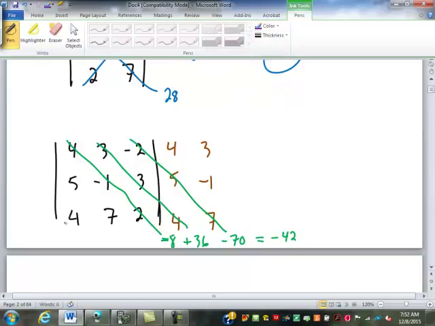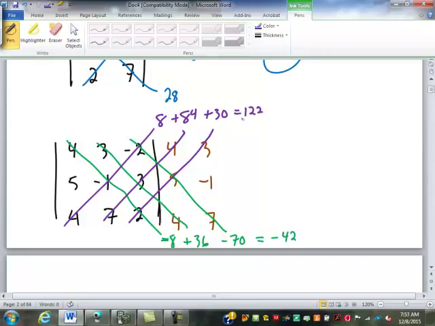So now going up. 4 times negative 1 times negative 2 is a positive 8. 7 times 3 times 4 is an 84. 2 times 5 times 3 is 30. Is that 122? So we've got a negative 42 minus 122 equals a negative 164. How many of you got that? No? See where you went wrong?